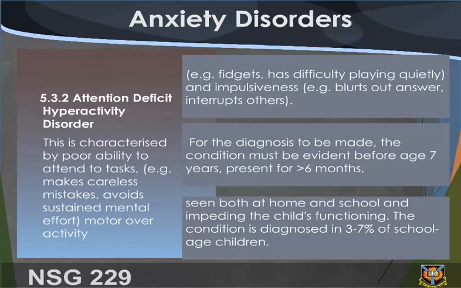5.3.2 Attention Deficit Hyperactivity Disorder. This is characterized by poor ability to attend to tasks, e.g., makes careless mistakes, avoids sustained mental effort; motor overactivity, e.g., fidgets, has difficulty playing quietly; and impulsiveness, e.g., blurts out answers, interrupts others. For the diagnosis to be made, the condition must be evident before age 7 years, present for 6 months, seen both at home and school, and impeding the child's functioning. The condition is diagnosed in 3 to 7% of school-age children.